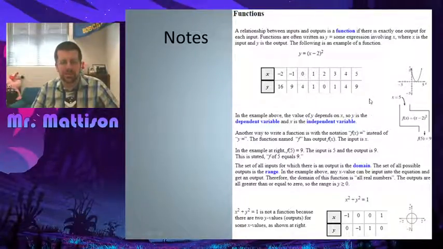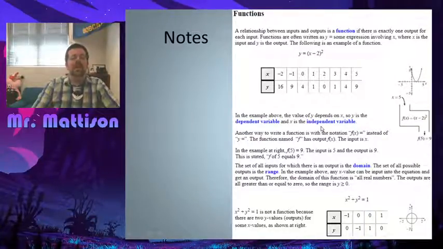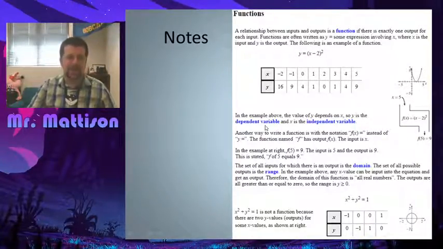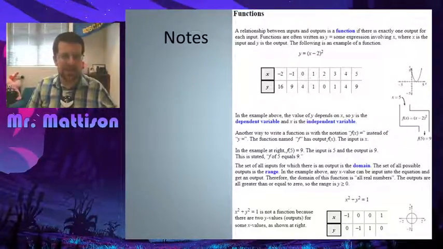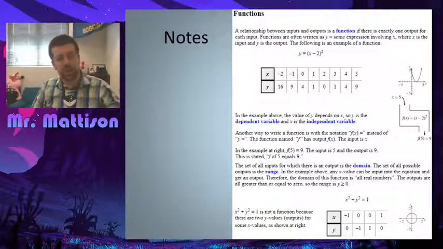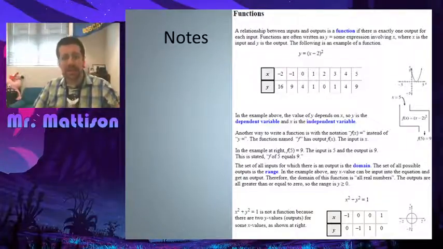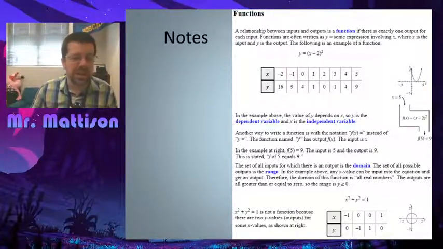We have these little function machines where we plug in an input, do what it says. Here's the operation, and you get an output out of it. You have dependent and independent variables. Your dependent variable is what its value depends on what the independent is. So that's your output typically, whereas your independent is your input, because that can be whatever you plug in, and then what you plug in determines the dependent variable, which is typically your y.